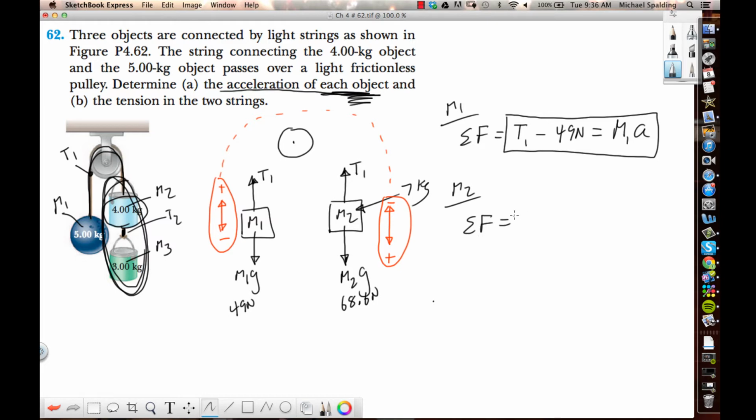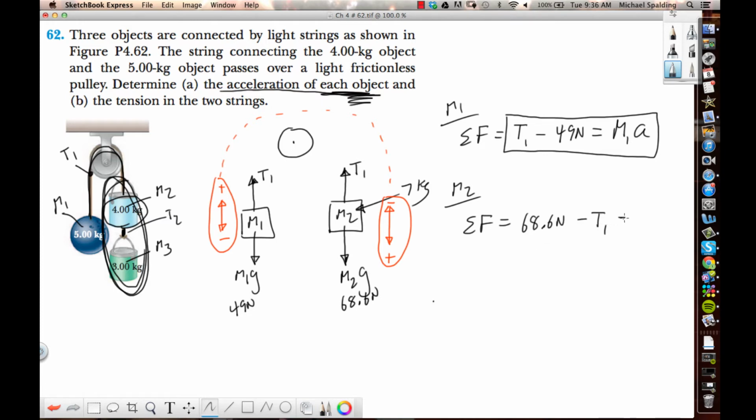All right, now we go to M2, which is the 7 kilogram guy that we simplified. We're going to have M2G down, which is 68.6. Does everybody see where I got these numbers? Just mg, 7 times 9.8 is 68.6.